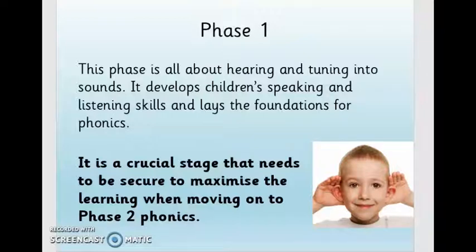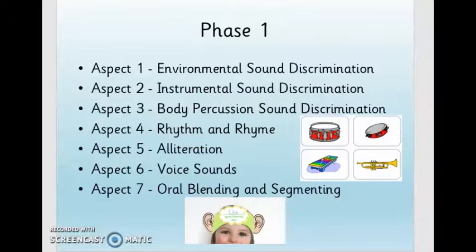Phase 1 is all about hearing and tuning into sounds. It develops children's speaking and listening skills, and it lays the foundations for really strong phonics. It's a crucial stage that needs to be secure to maximise the learning when moving on to Phase 2 phonics. Phase 1 includes all of these different aspects.